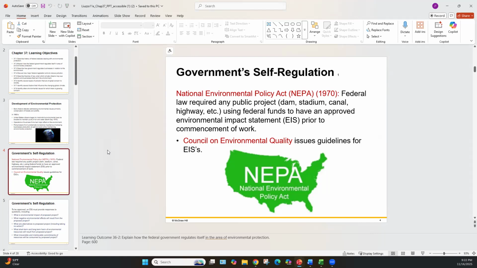The Council on Environmental Quality issues guidelines for EISs. So if you're a private company, because the government hires private companies to build dams, highways, canals, stadiums and all of those things, within those you have to have this EIS statement before you can even begin work, basically saying this is how the project is going to go. This is how we're going to do cleanup. This is how we're going to ensure that no contaminants or pollutants are a result or a byproduct of our work.